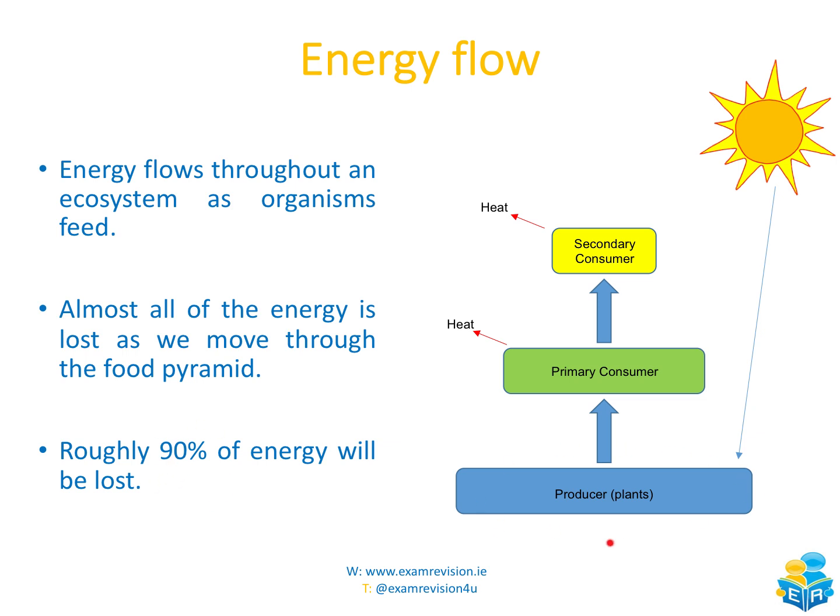So we start off with a large amount of energy. Plants make their own food from the sun. Large amount of energy is going to be produced. The primary consumer is going to eat the producer. They will get some of that energy, but roughly about 90% is going to be lost, and that's going to be lost as heat energy.